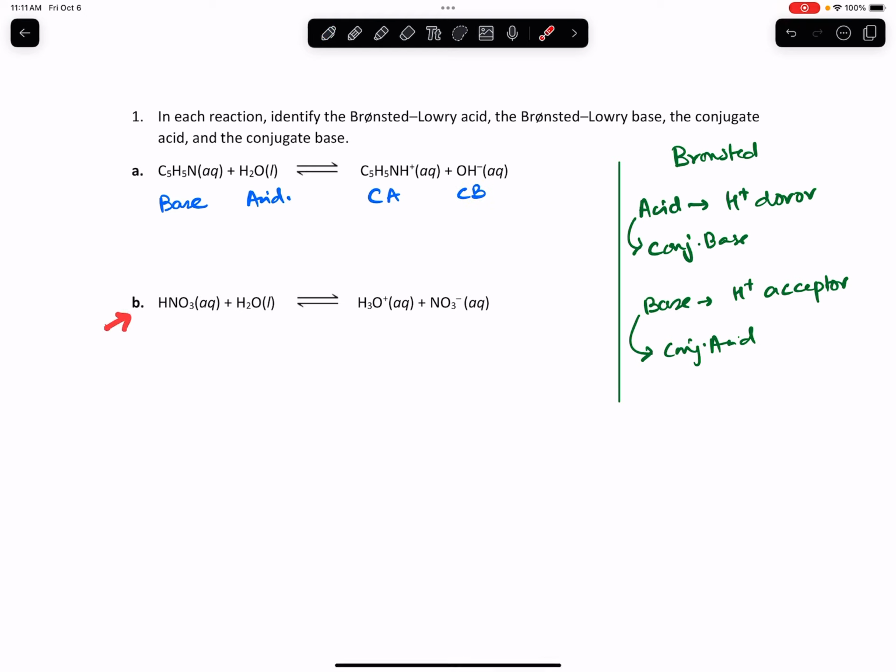Take a look at the next problem. Again, we have HNO3 and H2O reacting to give us H3O plus and NO3 minus. Notice carefully how the HNO3 gave the NO3 minus. So the difference between HNO3 and NO3 minus is just one H plus. Therefore, this is the proton donor. HNO3 donated its proton and gave rise to NO3 minus, which is the conjugate base. And H2O in this case is the base, which accepts the proton to give H3O plus. So that's the conjugate acid.